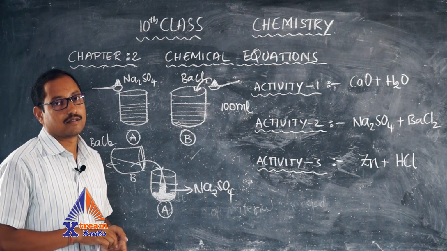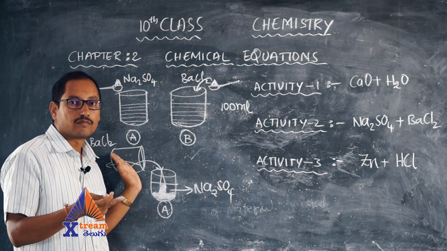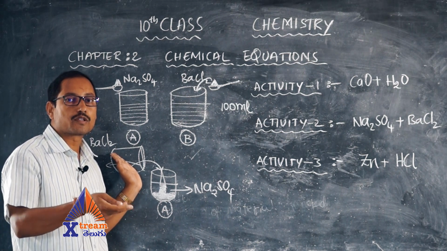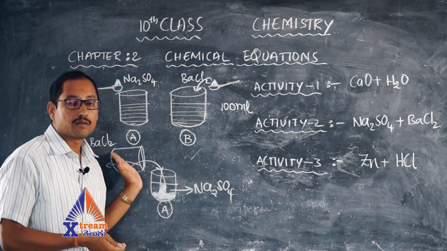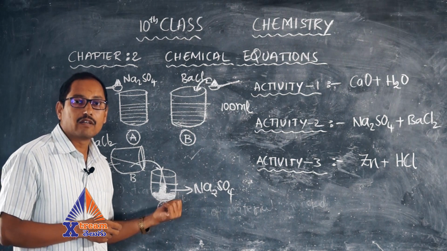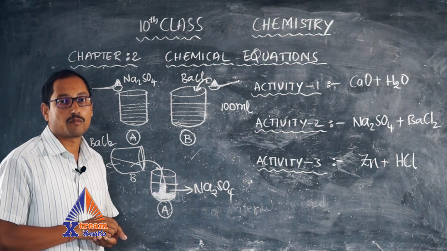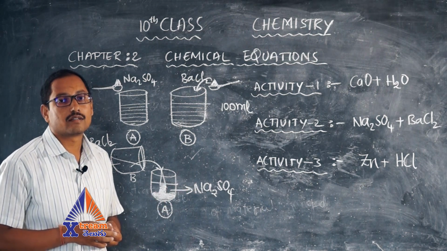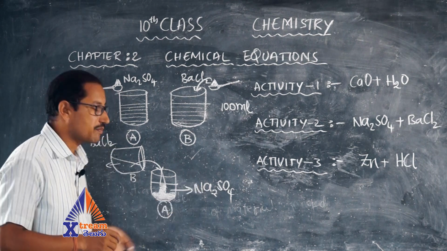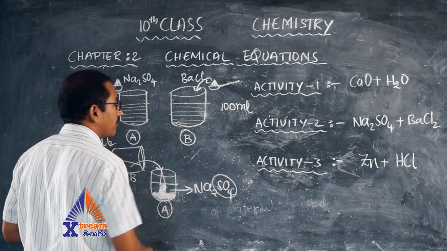That means here the color of sodium sulfate solution is transparent, the color of barium chloride solution is transparent, but when two transparent solutions come and mix, they give a white colored solution. That too, here we have a precipitate formed. What is that precipitate formed? The answer is, this precipitate is nothing but here barium, here sulfate.